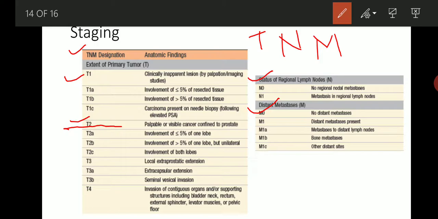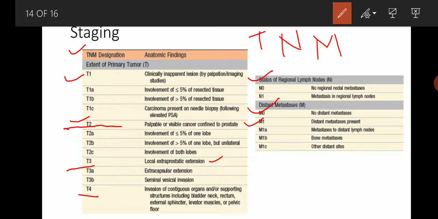A tumor is said to be T3 if there is local extraprostatic extension, and it is said to be T4 if there is invasion of adjacent organs. If it has gone beyond the pelvis, gone to liver, lung and lymph nodes, then you will call it M1. If there is no metastasis, you will call it M0.